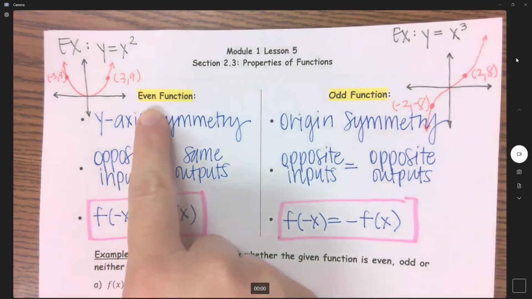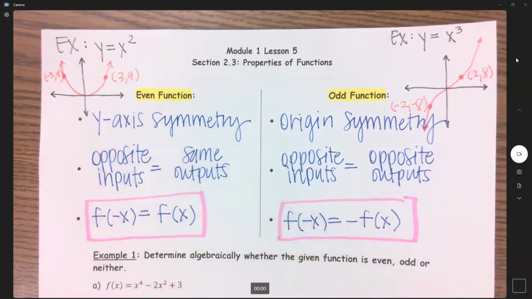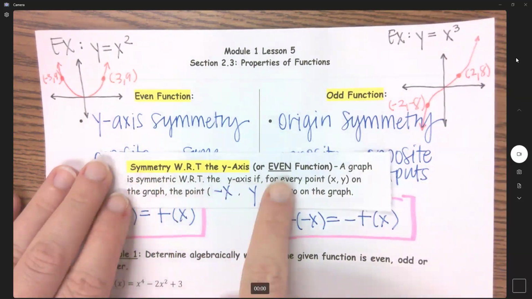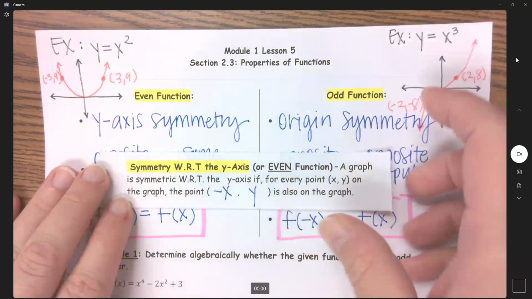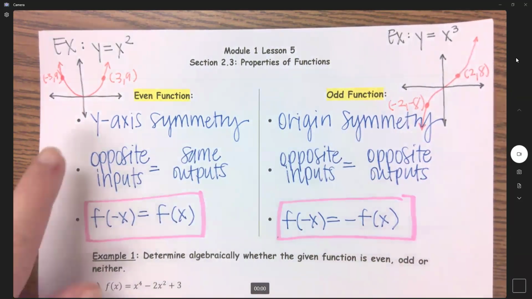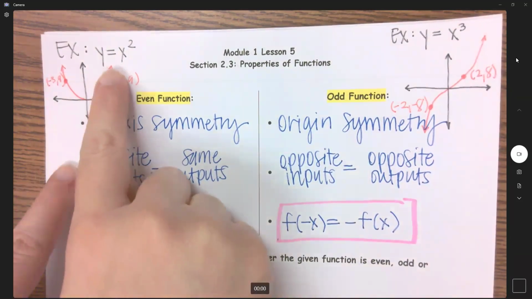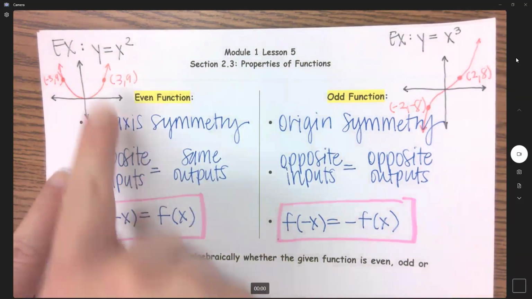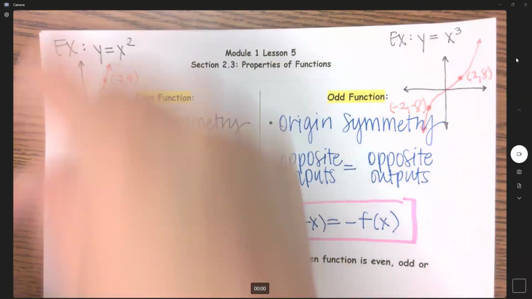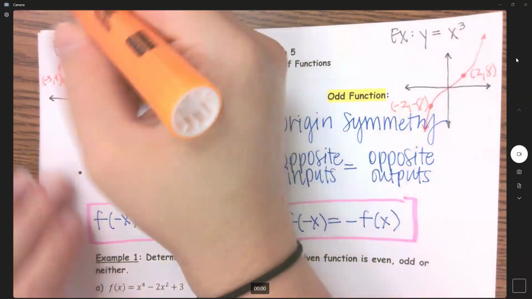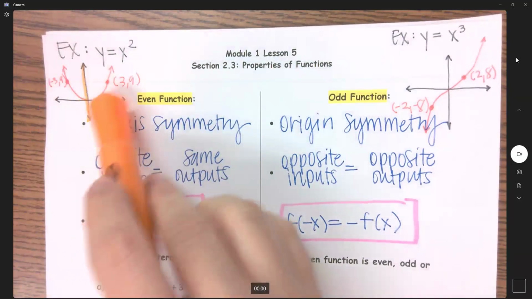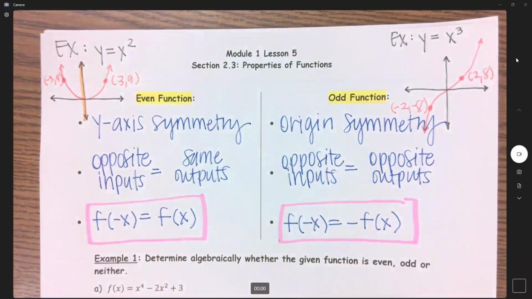First, let's go over even functions. Even functions have y-axis symmetry. In your notes from last lesson, we noted symmetry with respect to the y-axis for even functions. You can see here in this graph, we have y equals x squared. So with x squared, we have an even exponent, and we do have symmetry with respect to that y-axis right there. The left side mirrors the right side of that y-axis.